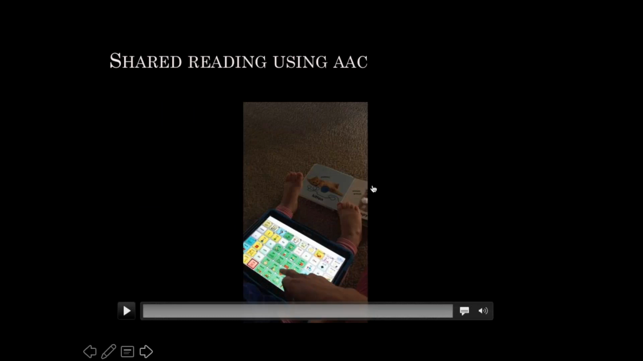So I'm going to show you a video of a 21-month-old and her mom is reading to her. This is just to show you what it looks like when you read to a child on a communication device. So the mom is the one, for the most part, using the communication device.